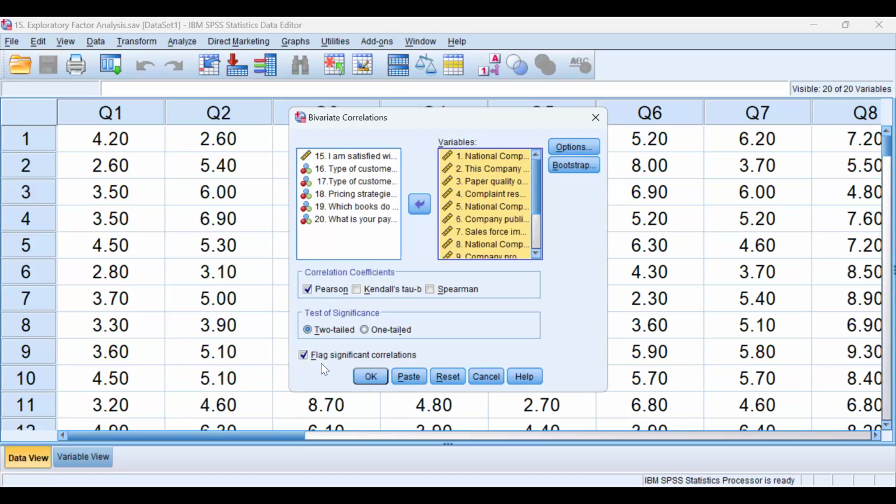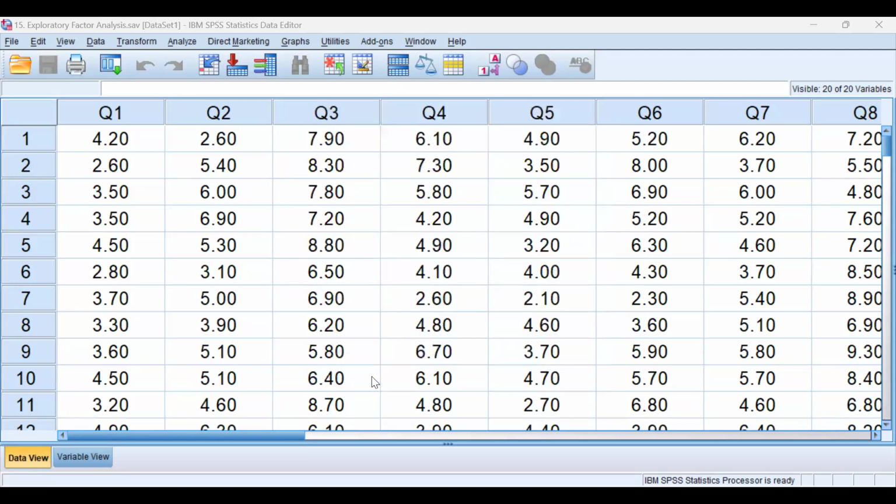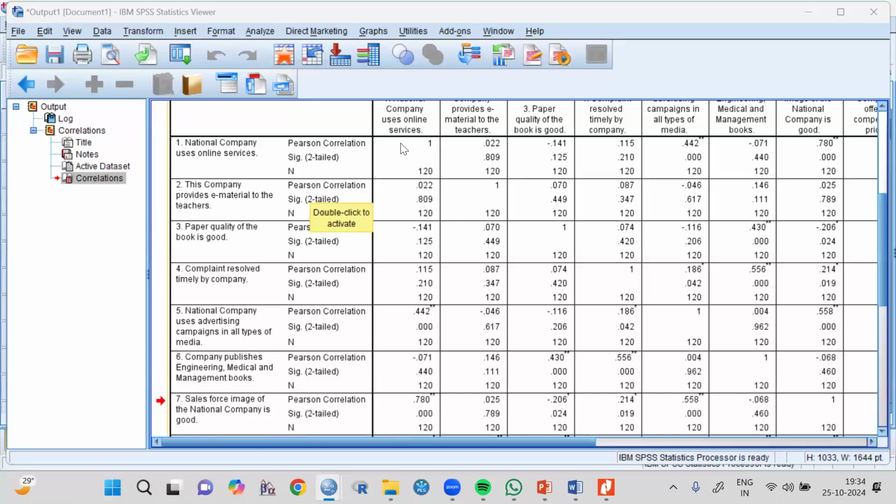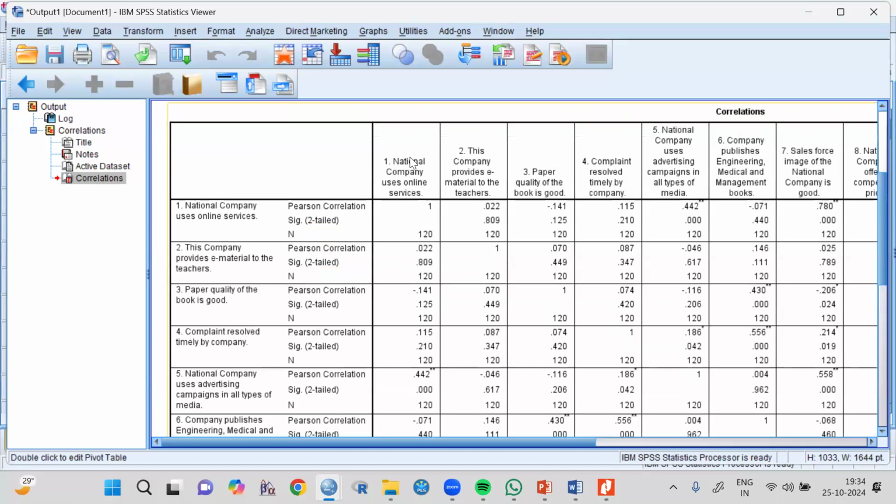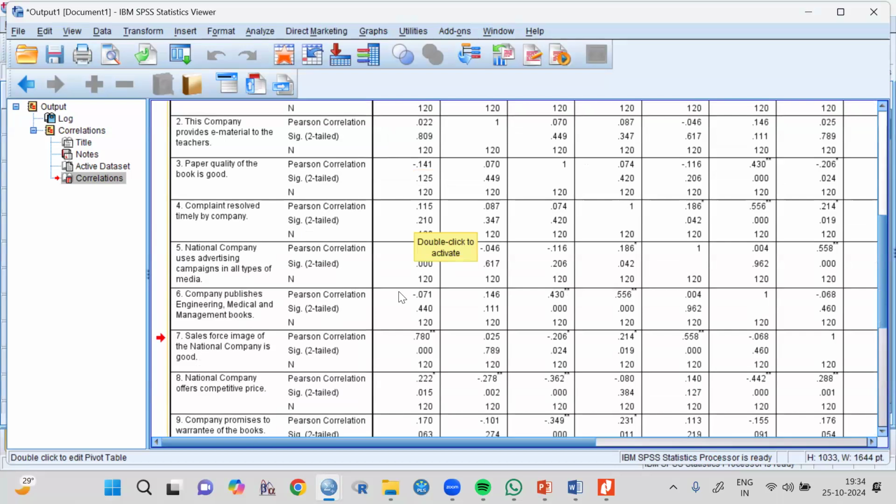Flag significant means star. And then OK. And after OK, you can see this is my data set. So here you can see the correlation output. In each column, there should be a star.